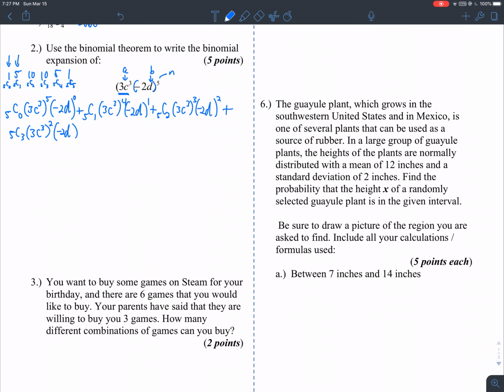All right, and then plus we did 5 choose 2, we did 5 choose 3. Now I'd have to do 5 choose 4.